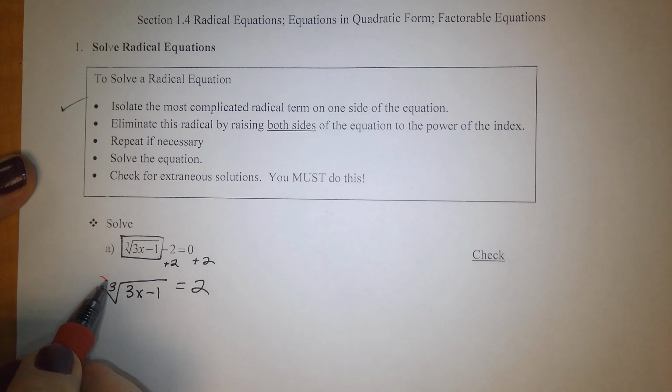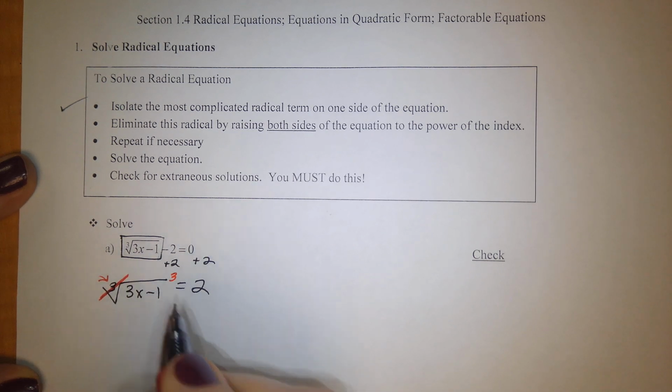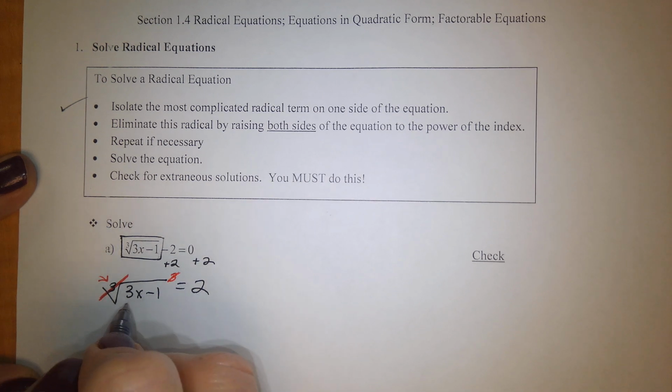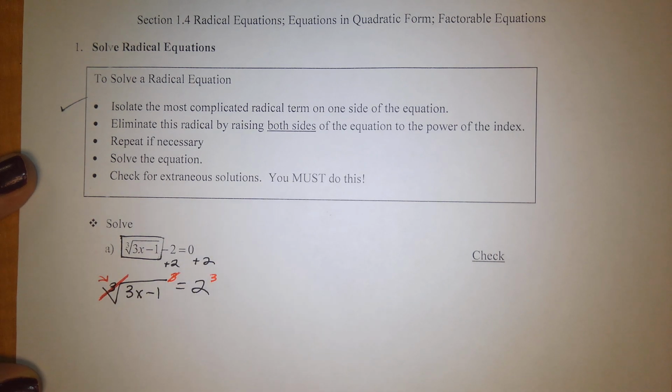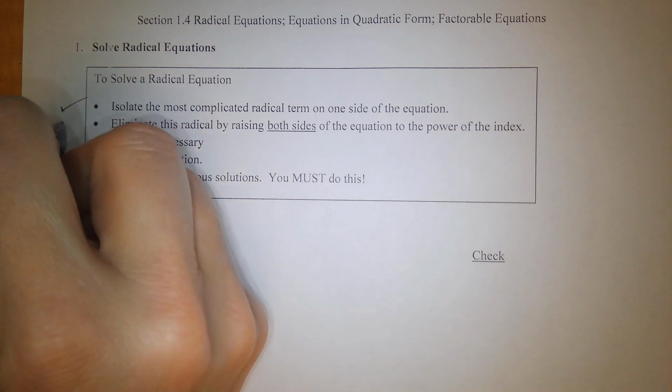The index is 3. So since this is a cubed root, the only way to get rid of a cubed root is to cube both sides. So cubing this whole side will get rid of that cubed root. But if we cube the left side, we have to cube the right side. So that's going to give me 3x minus 1 equals 2 cubed, which is 8.